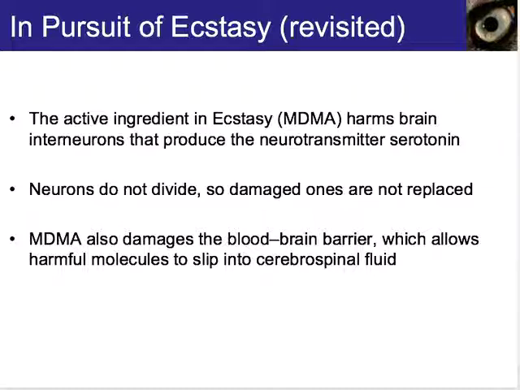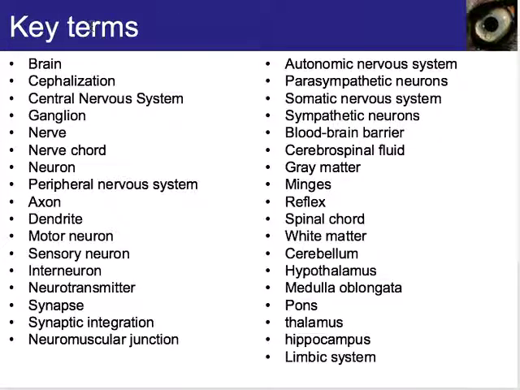So if we go back to the whole thing with ecstasy at the very beginning, the active ingredient in ecstasy, or MDMA, harms the brain's inner neurons that produce a neurotransmitter, serotonin. I had told you that a little bit before. If you're not making as much serotonin, you're not going to feel as good if you're not taking the drug. And unfortunately, neurons do not divide, so damaged ones are not replaced. So folks who take MDMA, or ecstasy, or mollies, become very, very depressed because those neurons are now messed up.